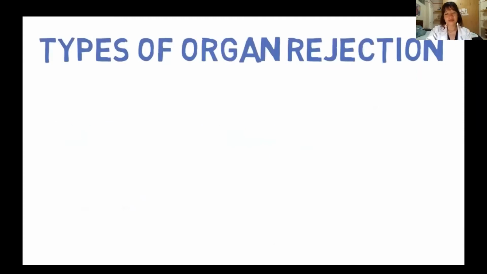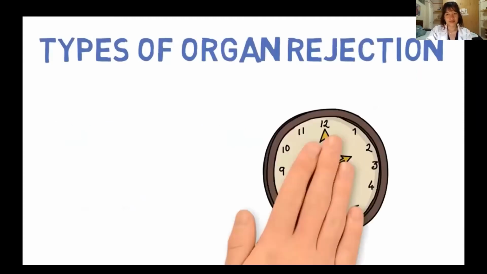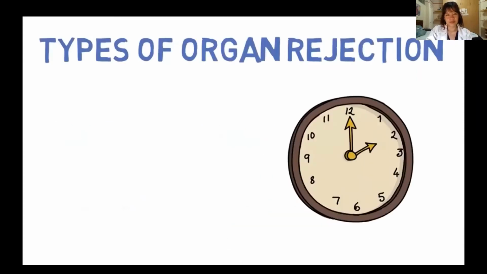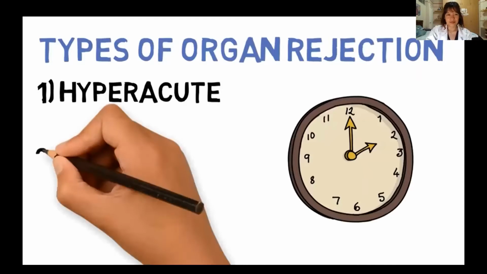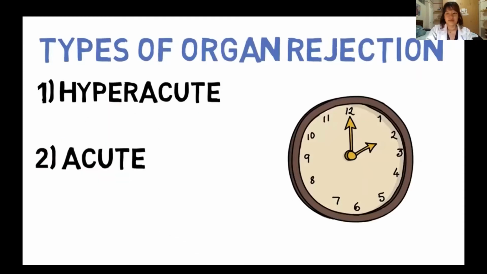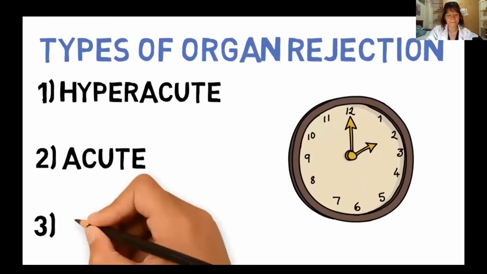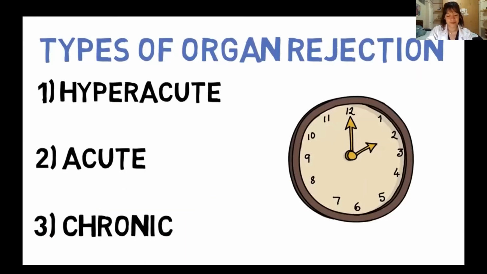There are 3 different types of organ rejections, all of which vary depending upon how long it takes for the donor organ to be rejected. First, there's hyperacute organ rejection, which happens almost immediately. Second, there's acute organ rejection, which happens after a few weeks of receiving a donor organ. And finally, there's chronic organ rejection, which happens over a long period of time, typically years.